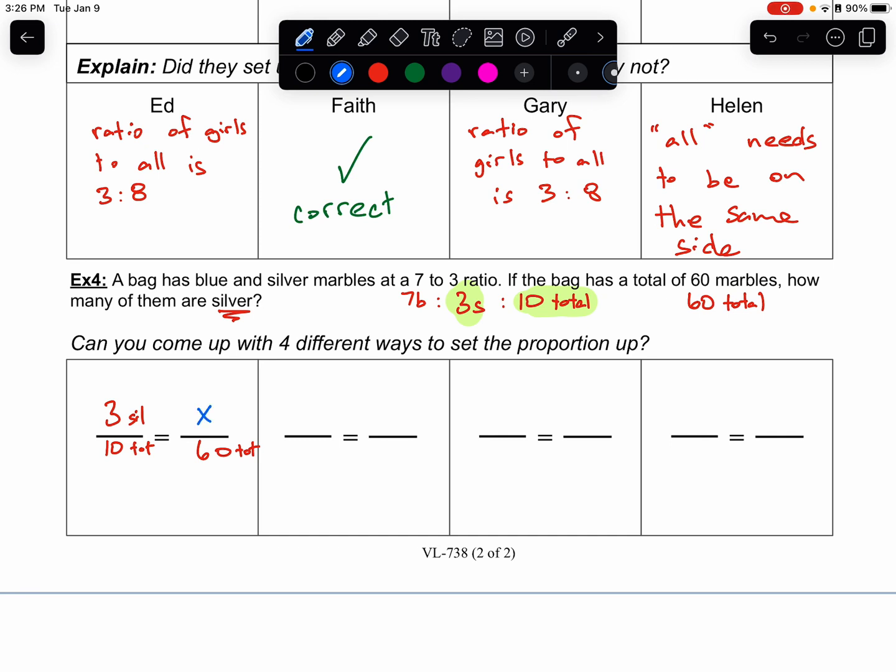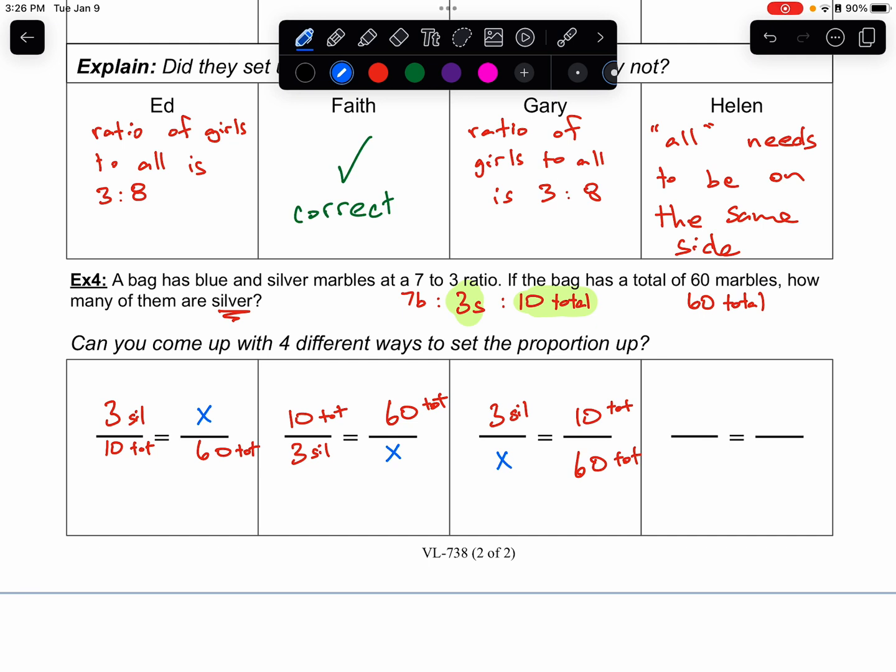We can do it, let's flip the numbers. Let's put 10 total and 3 silver, which would mean the 60 total goes on top in this case, and the unknown, how many silvers, go on bottom. Let's do the ratios left to right. So we can do 3 silver first and 10 total, which means the 60 total goes down here across from the 10, and the unknown goes right here.